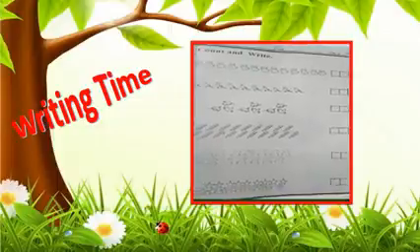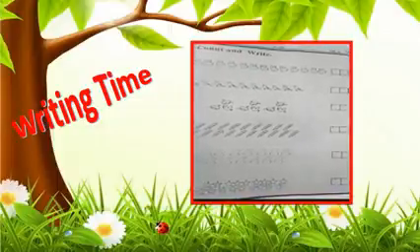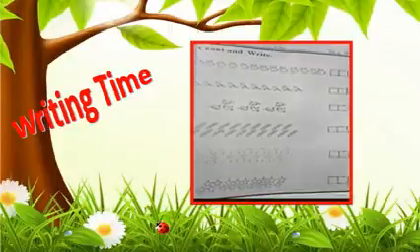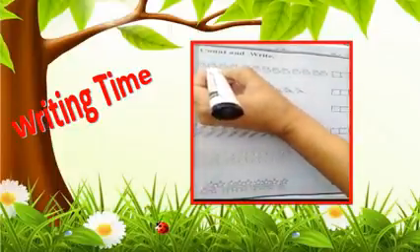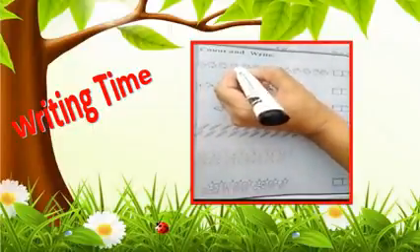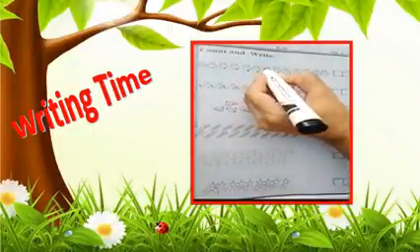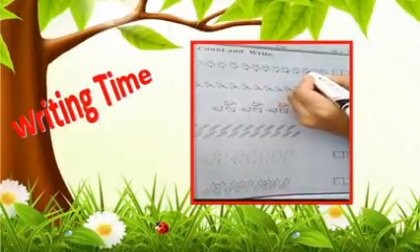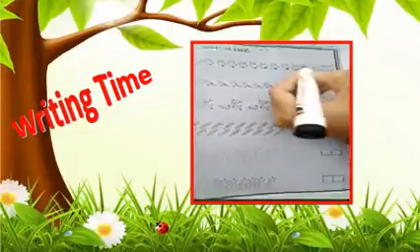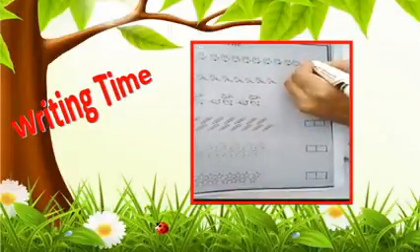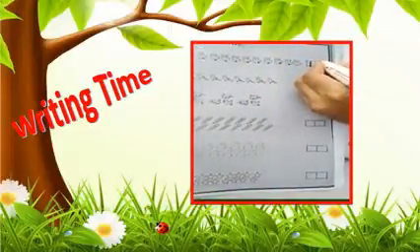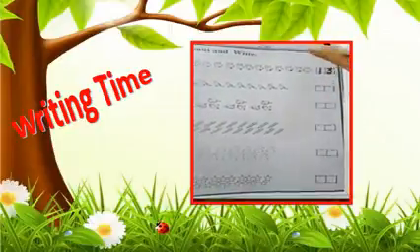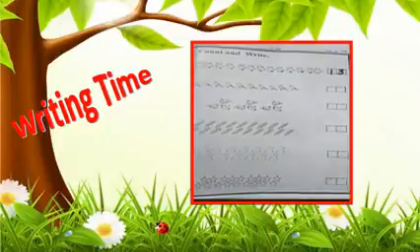Now the next activity is count and write, and the same activity we have done. Let's start counting the cats. 1, 2, 3, 4, 5, 6, 7, 8, 9, 10, 11, 12, 13. How many cats are there? 13. In the same way, you have to do this neatly and nicely.